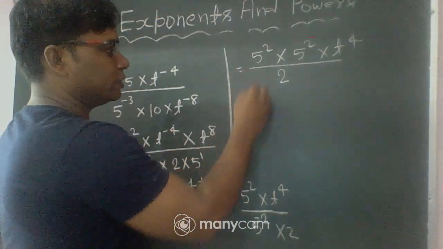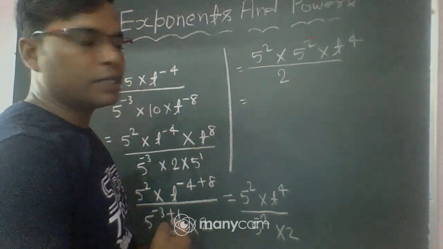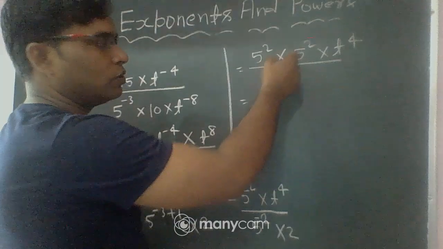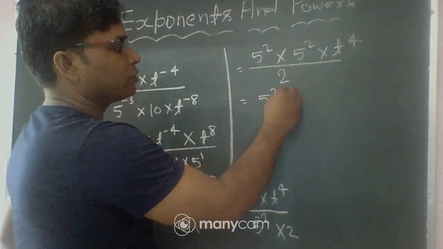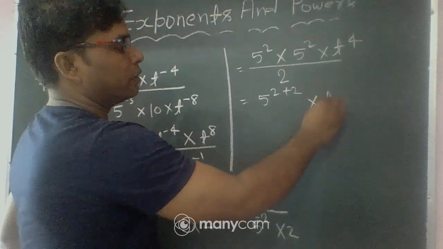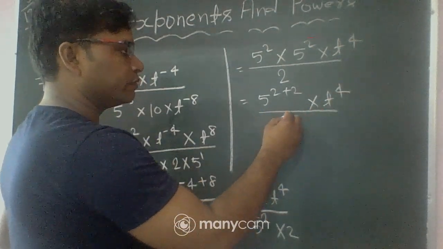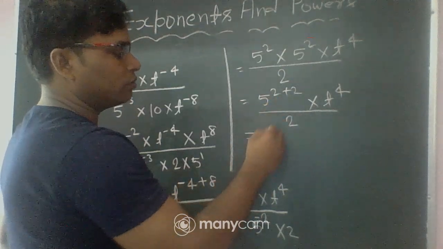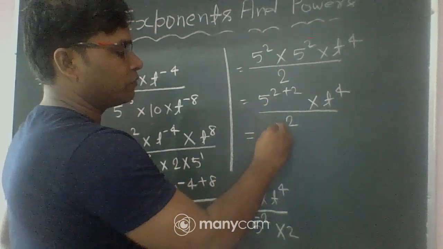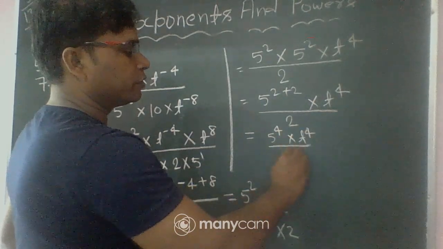So here you can see the bases are equal, then the powers will be added. So 5 power 2 into 5 power 2 becomes 5 power 2 plus 2 into t power 4 divided by 2. So also you can write it 5 power 4 into t power 4 divided by 2.